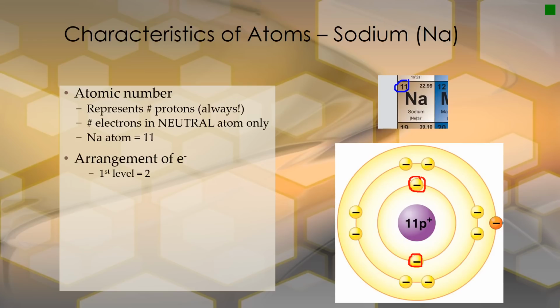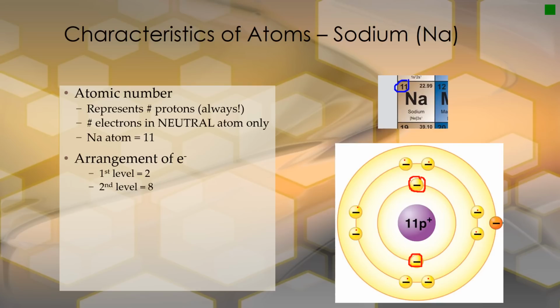The second energy level can hold up to 8 electrons, and this doesn't matter what element you're talking about. The second energy level can hold up to 8, and that's what we find with the sodium atom. The second level is completely filled, and I'll just use a little dot here to show 1, 2, 3, 4, 5, 6, 7, 8 that are located in that second energy level. So now it's completely filled.